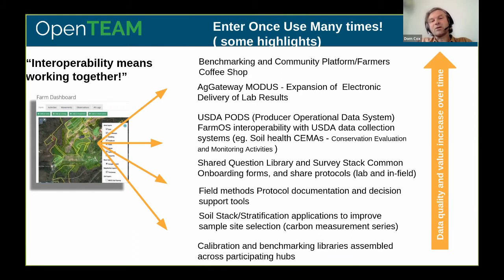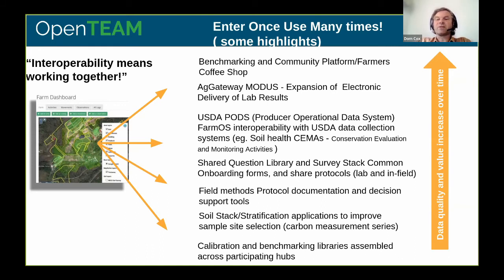We're currently working with USDA on the producer operational data system and creating FarmOS, the ag data management data interoperability with the USDA data collection systems to support things like CEMAs, or their conservation evaluation and monitoring activity codes, like soil, that are used to collect soil health information and aggregate it within the USDA. Then sharing question libraries, which is particularly important with field protocols and lab protocols, so that we can create interoperability at the point of collection and capture a lot of the metadata that we need to actually interpret it later and be able to aggregate that.